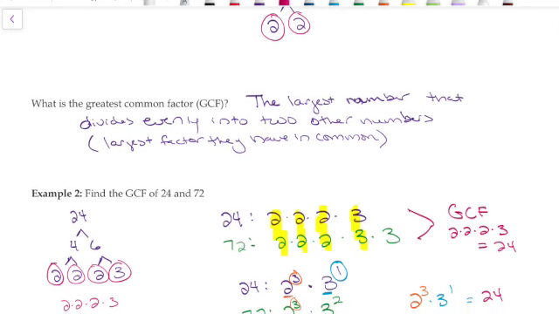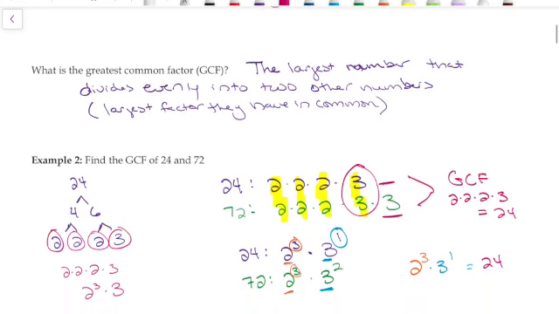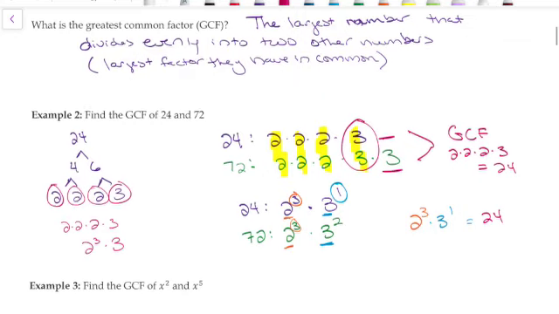Why is it the smallest? We'll take a look here, right? It can't be the bigger one because it doesn't have anything in common. So we're talking about common factors. Okay, so all the factors that they share is going to be the greatest common factor.